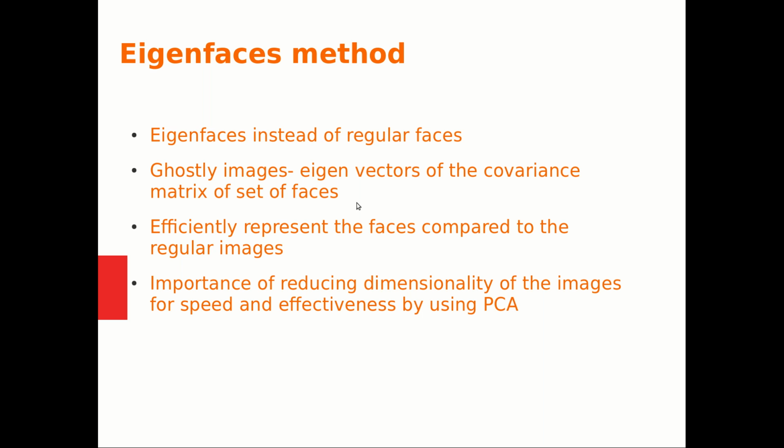Once we have a set of images, we compute the covariance matrix. I'll delve into the details properly once again. Simply put, they are the eigenvectors of the covariance matrix from the set of faces that you already have. They represent faces way more efficiently than regular images. And one of the most important reasons for using them is that they reduce dimensionality.